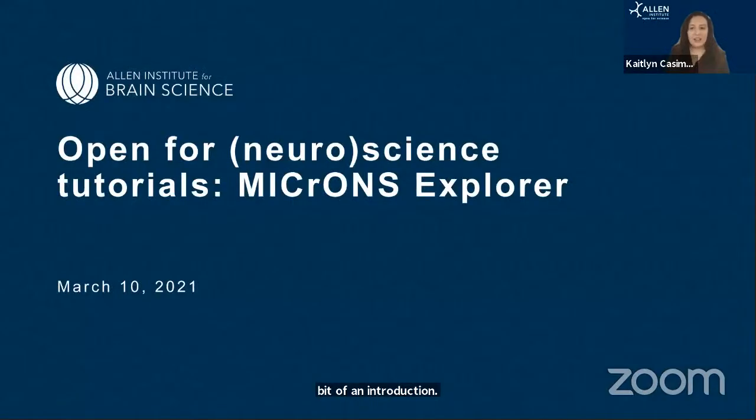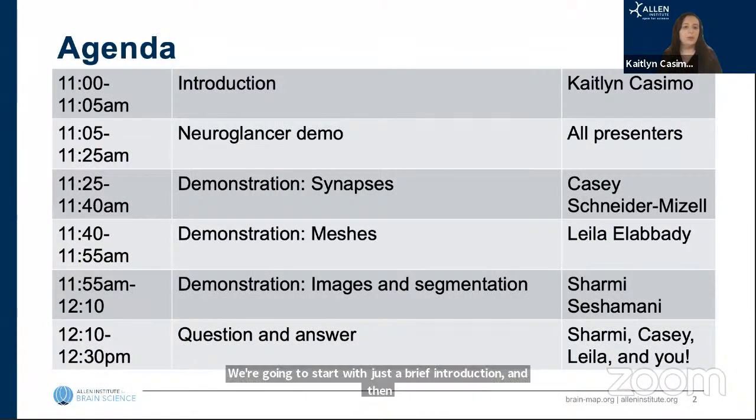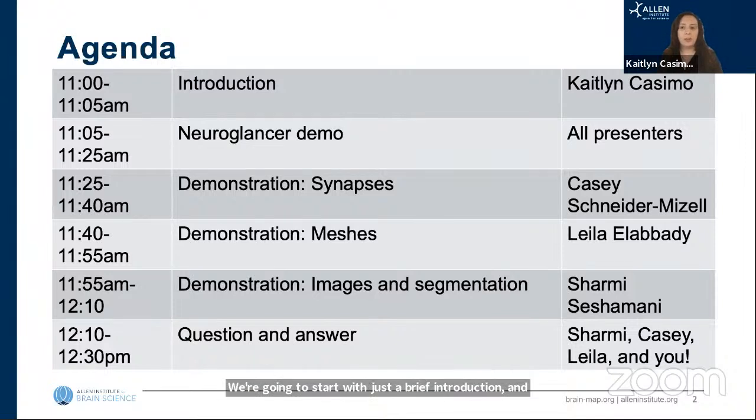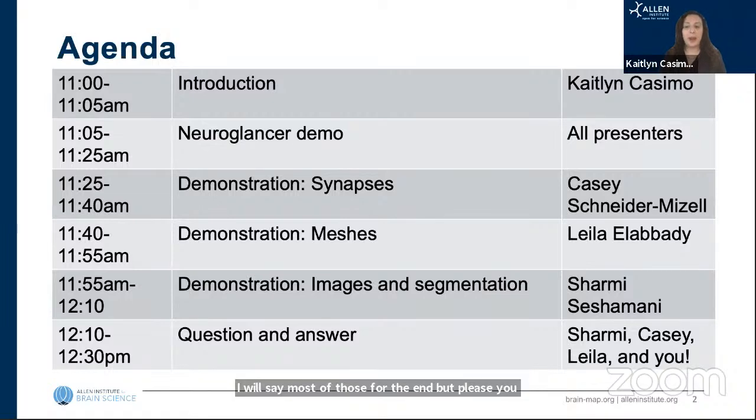This is the Open for Neuroscience tutorial on the MICrONS Explorer, our EM Connectomics data and data analysis tools. We're going to start with just a brief introduction and then move to a demonstration of neuroglancer, software that you can use to visualize this data. And then we have 3 use case demonstrations from Casey, Layla, and Sharmi. We have plenty of time for questions, and they'll be taking questions in the Q&A the entire time. We'll save most of those for the end, but please do post them throughout the talk.